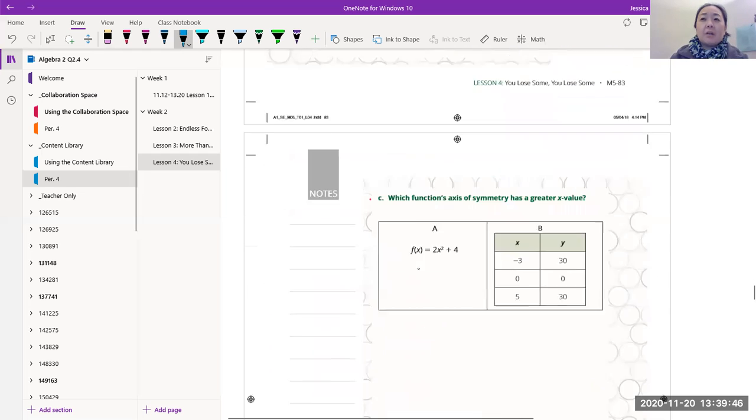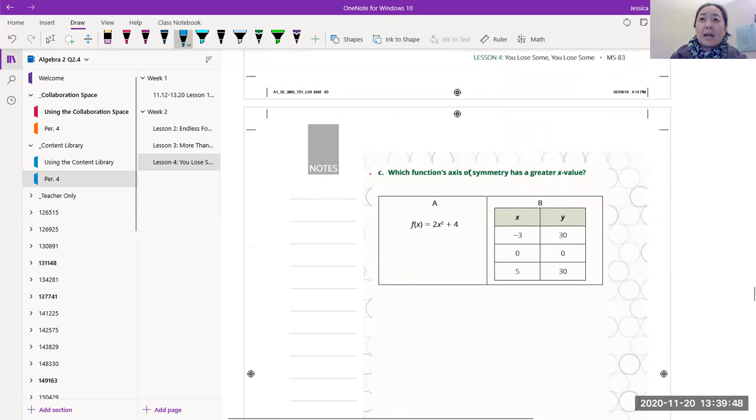All right. So we're going to go right here. What is the function's axis of symmetry? Which function's axis of symmetry has a greater x value? Right. So let's find the axis of symmetry for this one. So remember, a is equal to 2, b is equal to, we don't have an x, so literally we just say 0, and c is equal to 4. And so x equals -b over 2a. So let's try this out. Negative of 0 is 0. And honestly, it doesn't matter what the bottom is. It's 2 times 2. So it's just going to be 0. So x is equal to 0. That's the axis of symmetry there.